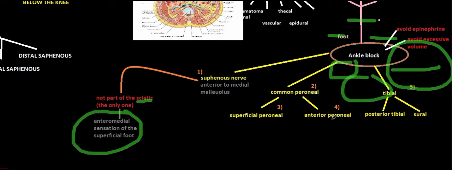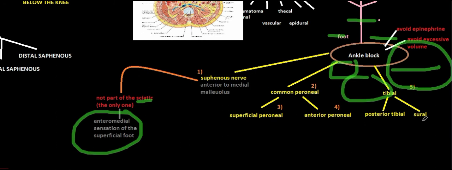Now, the common peroneal, the anterior peroneal, and the superficial peroneal. The superficial peroneal provides sensation for the dorsum of the foot and toes, and the motor function of the superficial peroneal is the eversion of the foot. Where do we find it? We find it in the lateral compartment, lateral to the extensor digitorum longus. So the anterior peroneal, we find it between the extensor digitorum longus and the extensor hallucis longus, lateral to the artery, okay? But lateral to the extensor digitorum longus, we find the superficial peroneal.